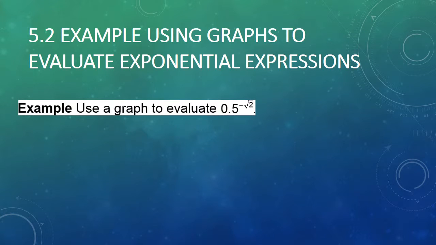Okay, you're going to use a graph in this example to evaluate 0.5 to the negative square root of 2. What you're going to do is graph the function y equals 0.5^x, and then approximate the negative square root of 2 and use your table, use value, whatever, to determine the y value when x is negative square root of 2. Pause the recording, give it a try, and resume to check your answer.